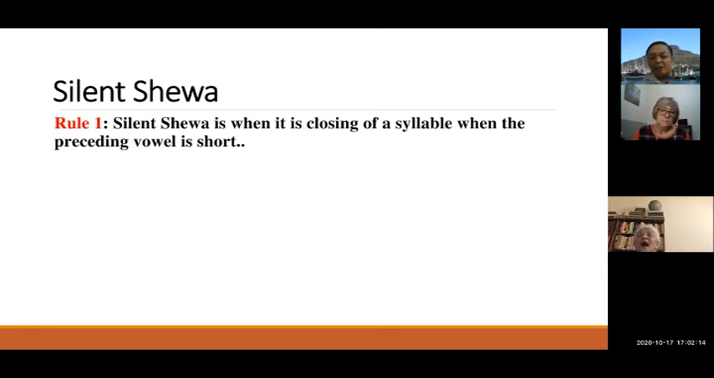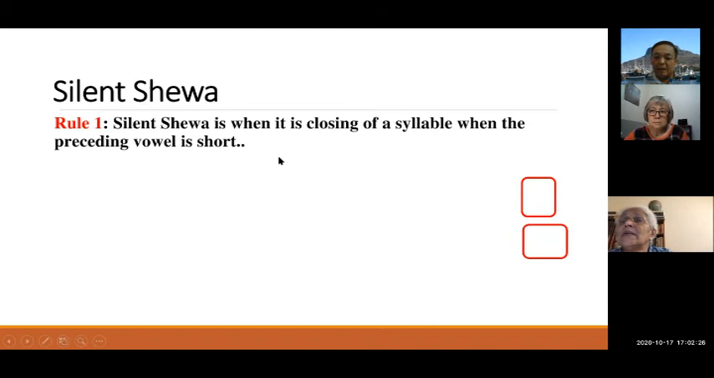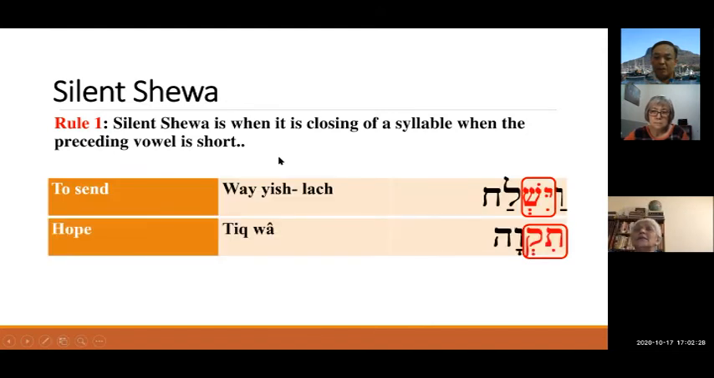The silent schwa is when there is a closing of a syllable, when the preceding vowel is short. Like here, you say the word wayishla. This one here is part of the syllable here. Yish, wayish, wayishla.